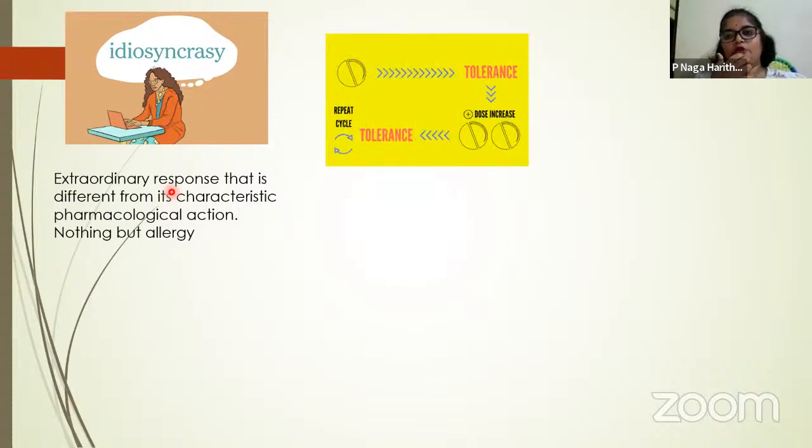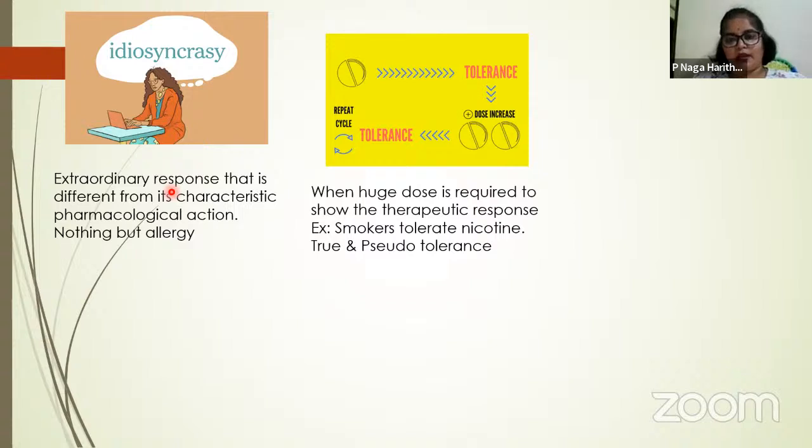And then the next one is tolerance. Tolerance is nothing but when a huge dose is required, more than the usual dose, to show the same therapeutic response. Suppose, again, we take paracetamol, where 650 mg of the drug is enough to show the pharmacological action. If my fever is not subsiding with 650 mg and I require more of the drug to reduce the fever, then it is called tolerance. That means my body has become tolerant to the paracetamol, so the usual doses are not sufficient to show the pharmacological action.